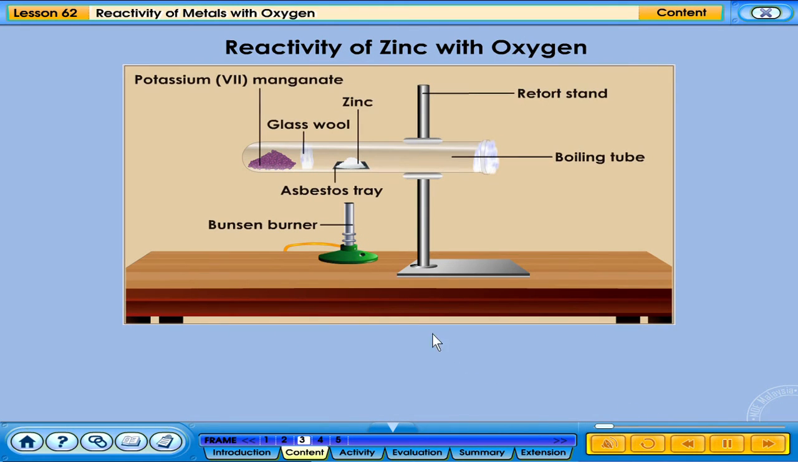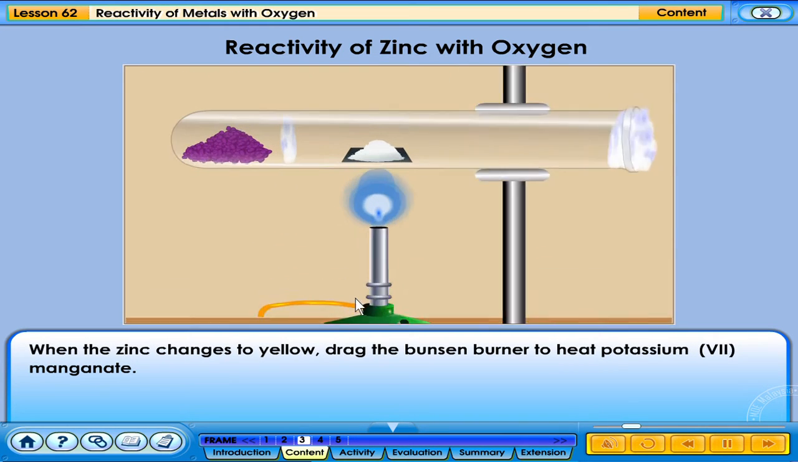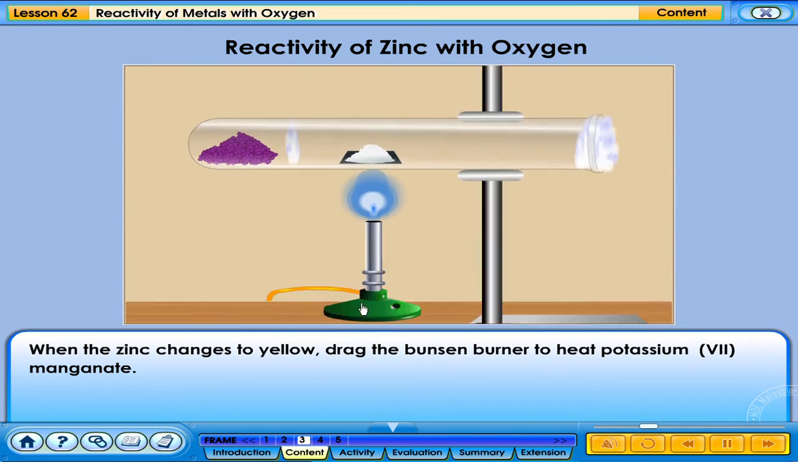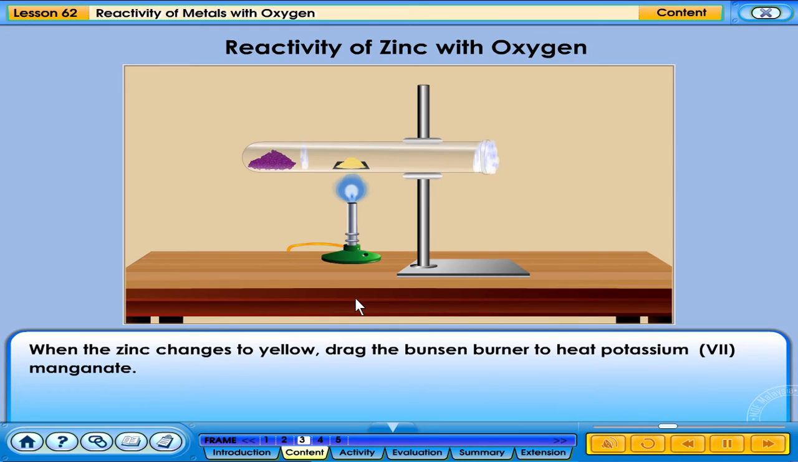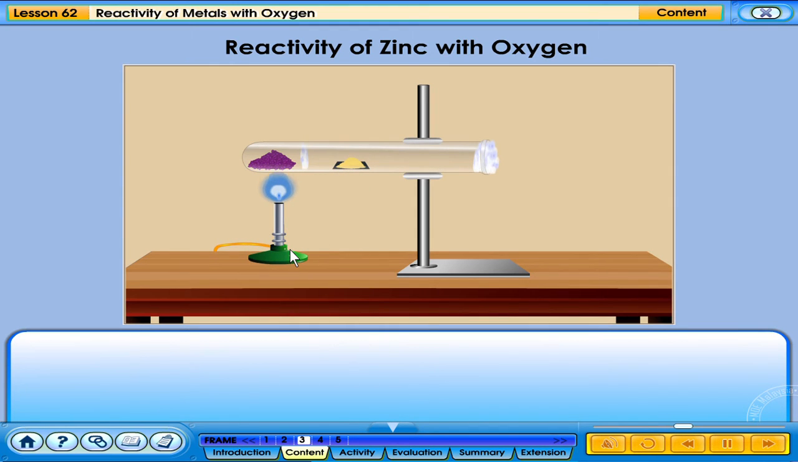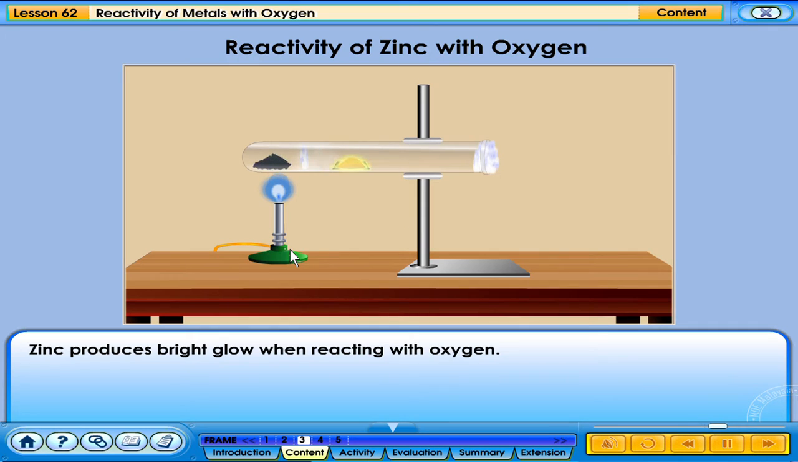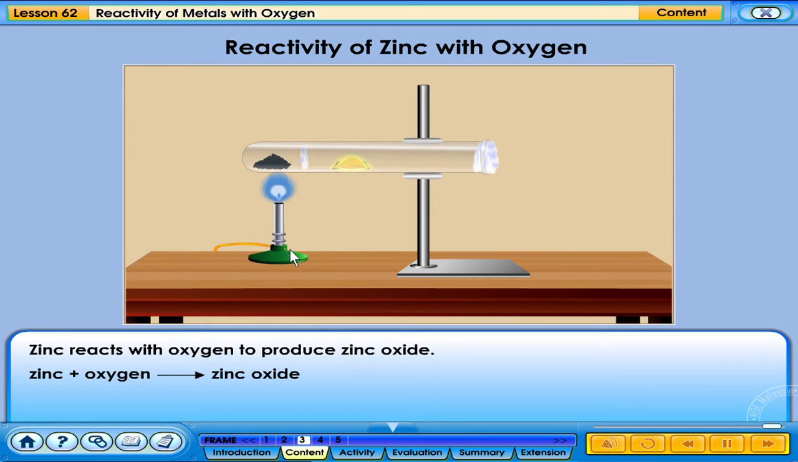Click the Bunsen burner to heat zinc. When the zinc changes to yellow, drag the Bunsen burner to heat potassium permanganate. Zinc produces bright glow when reacting with oxygen. Zinc reacts with oxygen to produce zinc oxide.